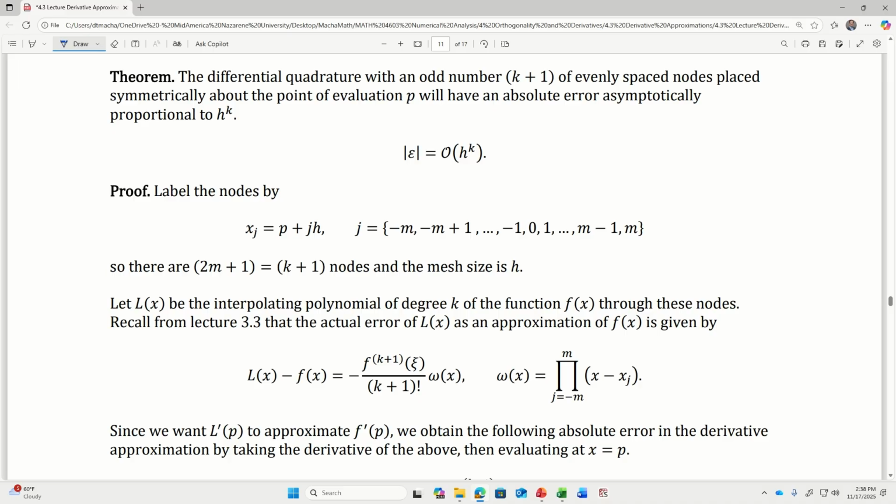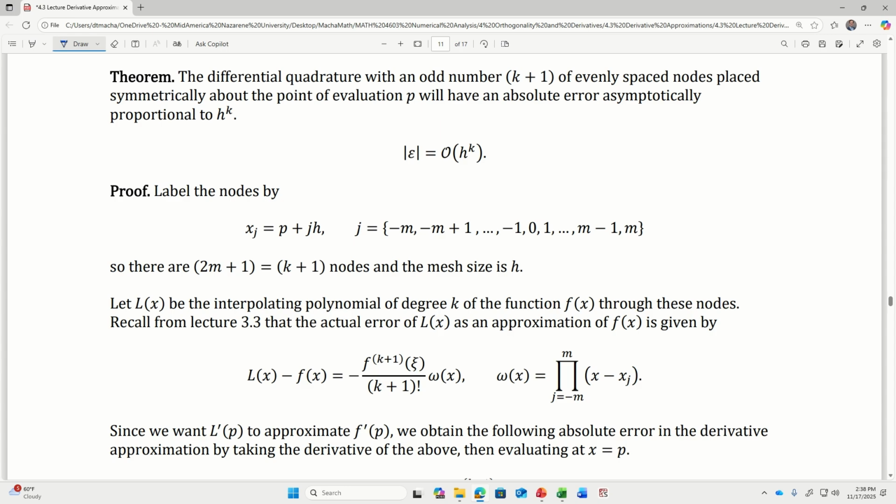So where I have j equals 0, that's going to correspond to p. And p is the place where I'm trying to evaluate this derivative. Okay, p is in the middle. And the other nodes are going to have j values that are negative down to negative m, and j values that are positive going up to positive m. But j is all of the integers between negative m and positive m. And so this is a formula that I can use to find the nodes, and the mesh size, the distance between nodes, is h.